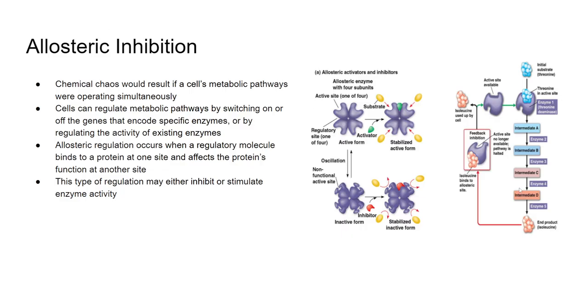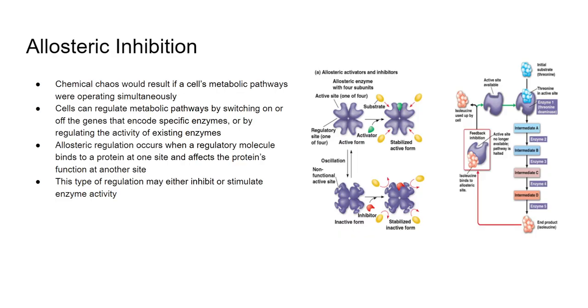But allosteric regulation is pretty important in the body because there are thousands of metabolic pathways that occur simultaneously in our body, and so cells need to regulate those metabolic pathways by switching on or off the genes that encode specific enzymes or by regulating the activity of existing enzymes. And so allosteric regulation occurs when a regulatory molecule binds to a protein on one site and affects the protein's function at another site. And this type of regulation may either inhibit or stimulate enzyme activity.